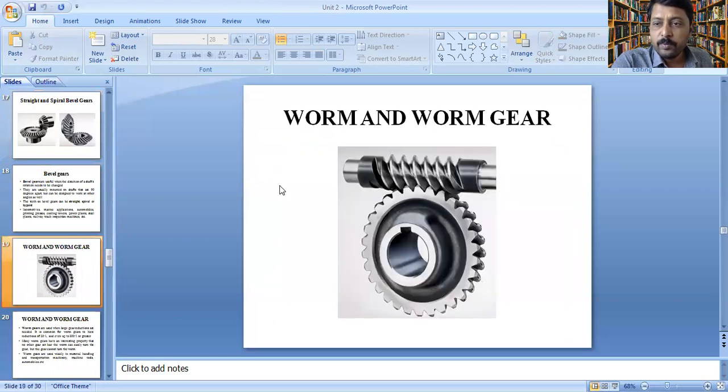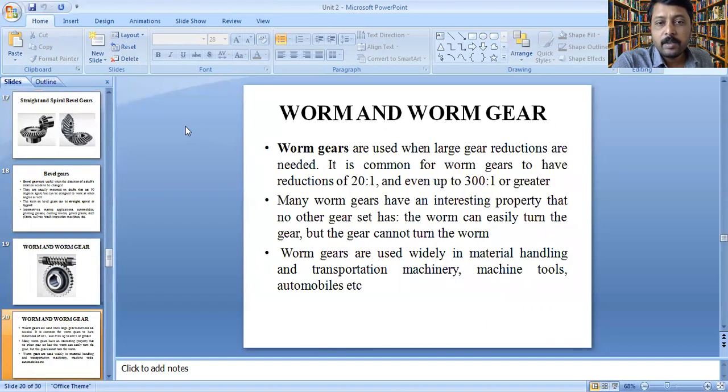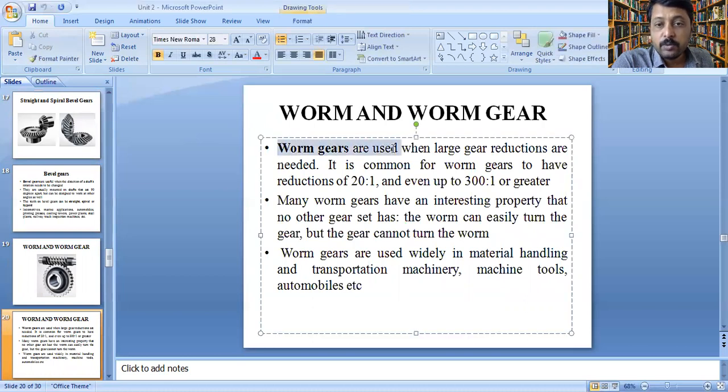Then there is the worm and worm gear. This is the worm and worm gear assembly, as you can see over here. Where is it used? Worm gears are used when large gear reductions are needed, when we have to reduce the rotation on a large scale, like 20:1, 300:1, or even greater. So in that case, we have to use worm and worm gear.